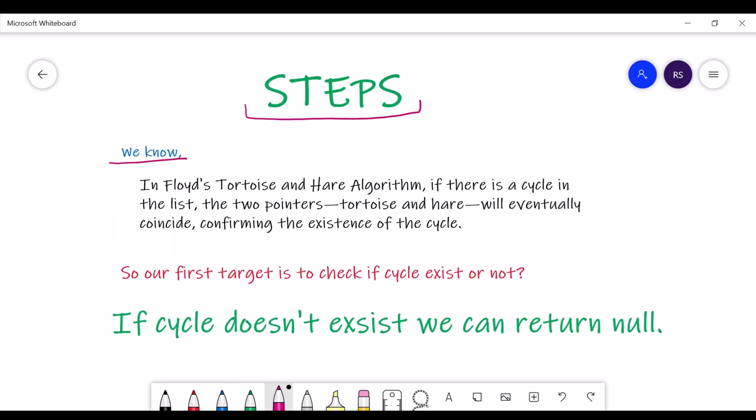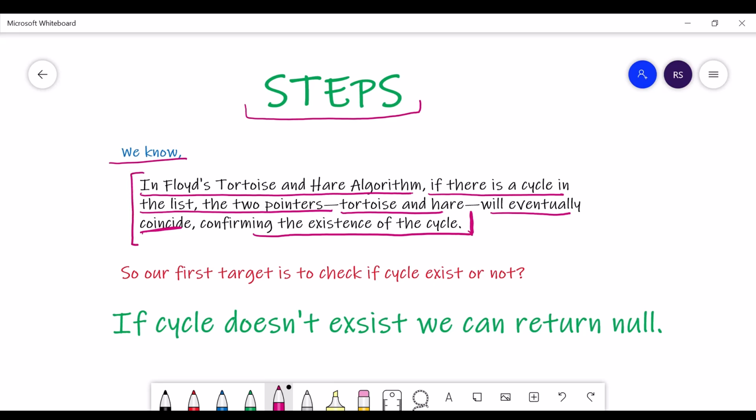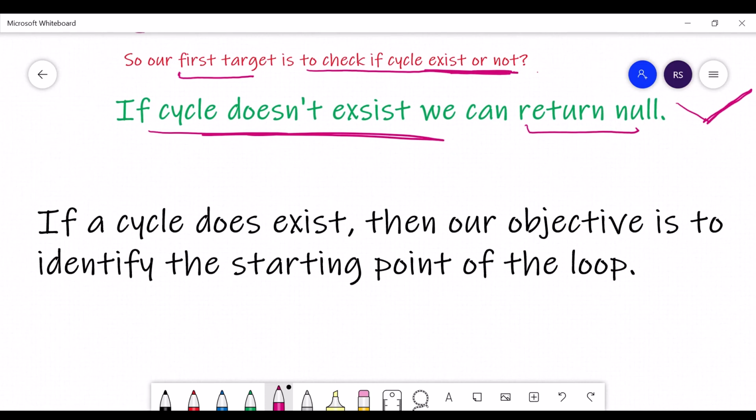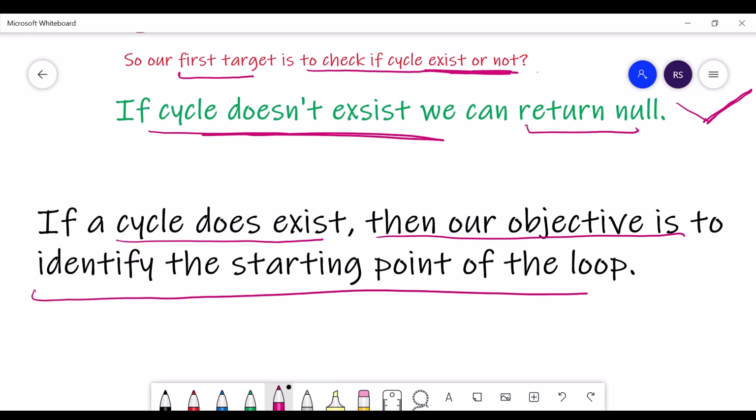We know that in Floyd's tortoise and hare algorithm, if there is a cycle in the list, the two pointers, tortoise and hare, will eventually coincide, confirming the existence of a cycle. This we have already studied when we were detecting a cycle in a linked list. So our first target is to check if a cycle exists or not. Why? Because if a cycle does not exist, we can return null and our question ends over here. But if a cycle does exist, then our objective is to identify the starting point of the loop.